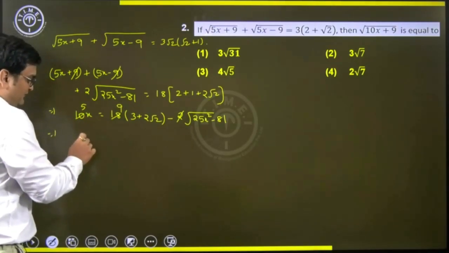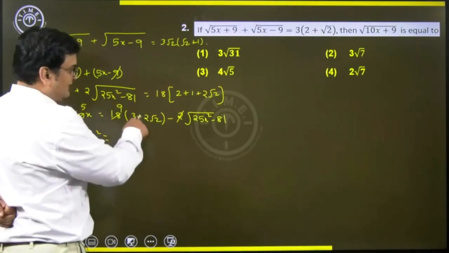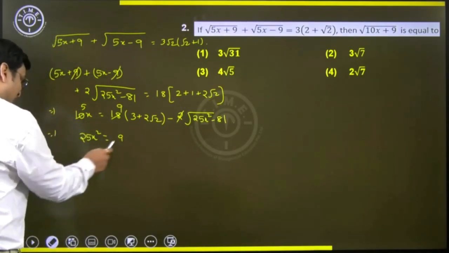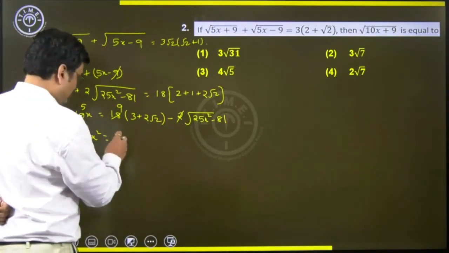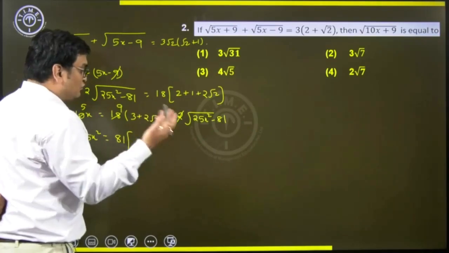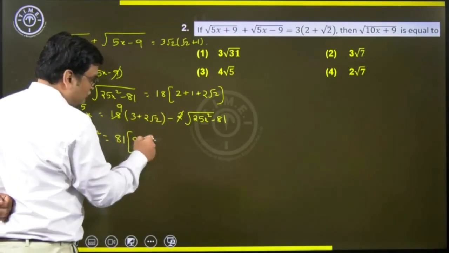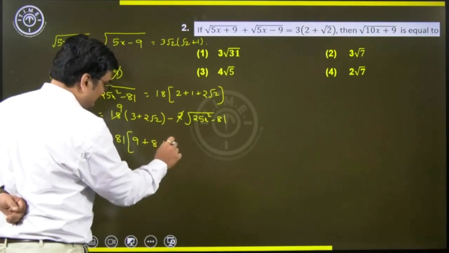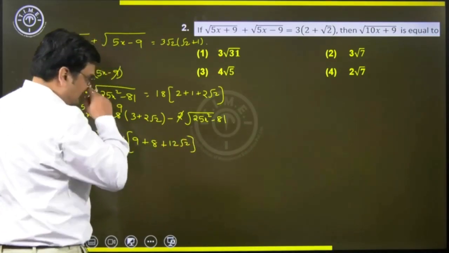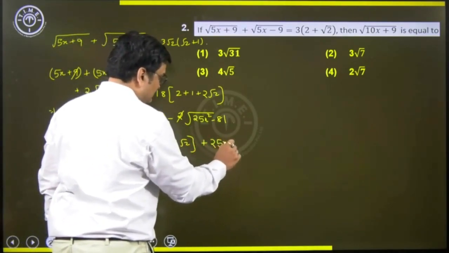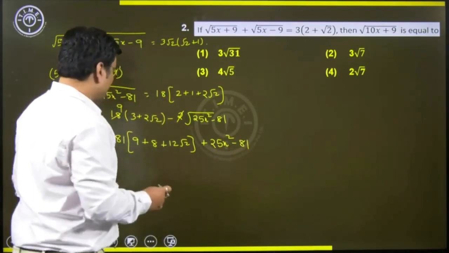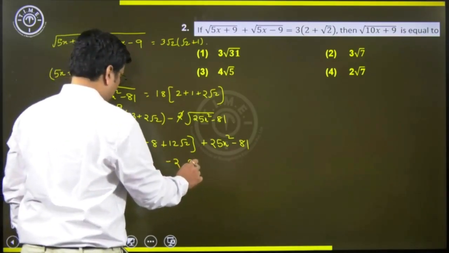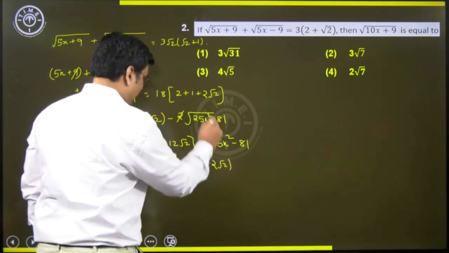When I square 5x, it will be 25x square. This will be a minus b whole square form. So a square, 9 square, will be 81, into 3 plus 2 root 2 whole square, which is 3 square plus 2 root 2 square plus 2 into 3 into 2, which is 12, plus b square, minus 2ab. 2 into a is 9, into b.